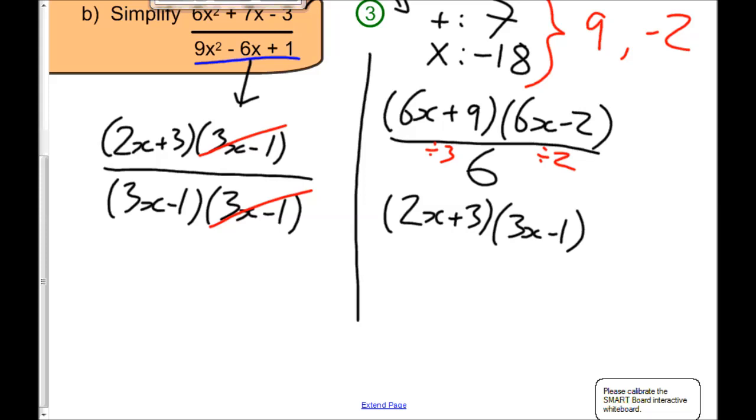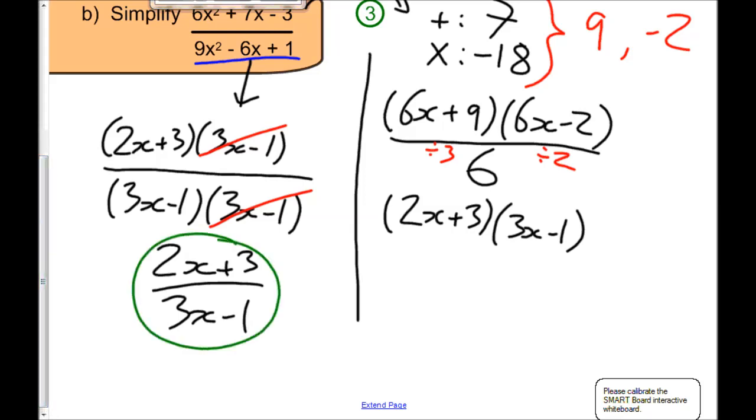Right, we cancelled out those two. Those are exactly the same. So the simplified form is 2x plus 3 over 3x minus 1. So getting to the answer there, we'll have gotten you all of the marks.